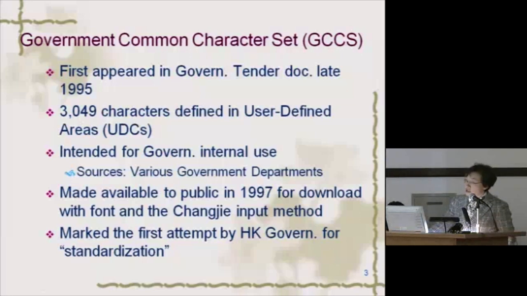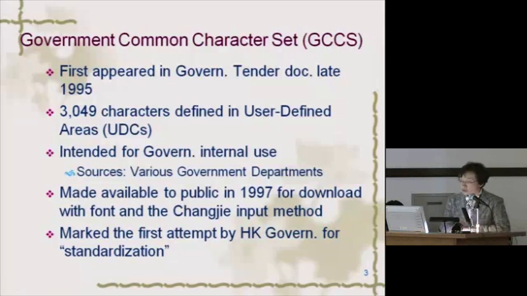Originally, the GCCS was intended for internal use, so they put it under the so-called user-defined area of Big Five. Big Five, in its design, was not designed to have future extensions. So they left one area open for people to define their own characters, and this is where these characters were defined.